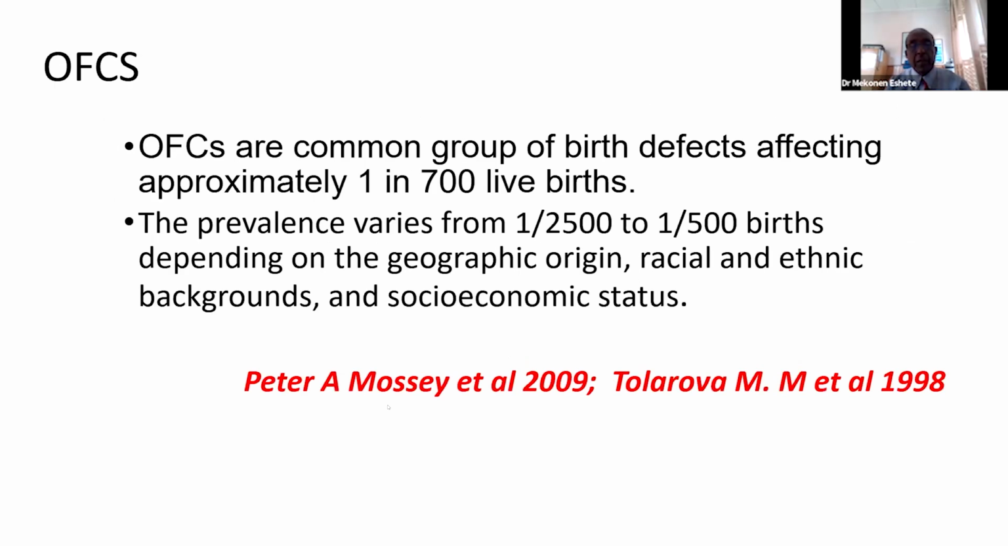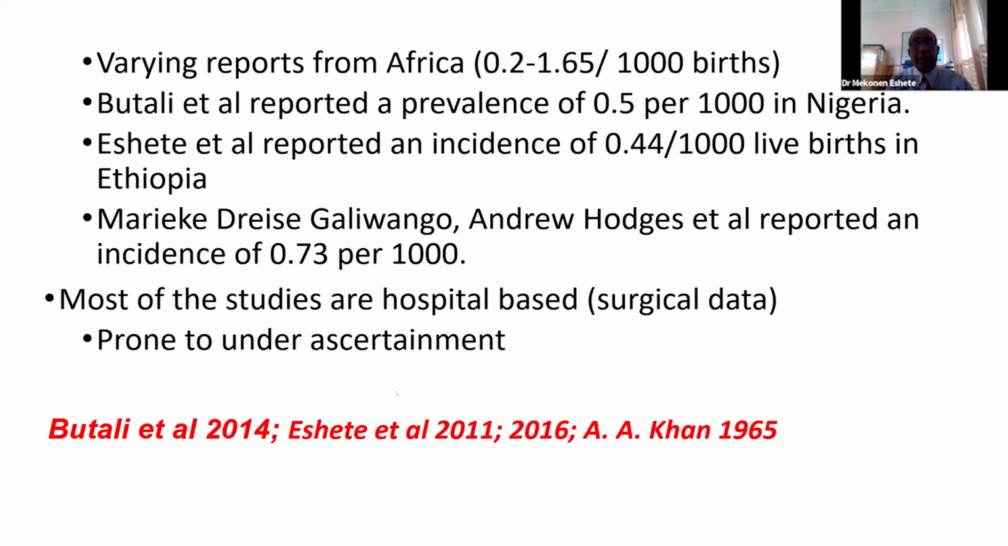It is one of the commonest anomalies, with a worldwide incidence of 1 in 700. The prevalence varies from 1 in 2,500 to 1 in 500, depending on the geographic origin, racial and ethnic backgrounds, and socioeconomic status. There are varying reports from Africa. To my knowledge, the biggest report came from Kenya by Khan in 1965. It was also reported from Ethiopia, and there is also a report from Uganda.